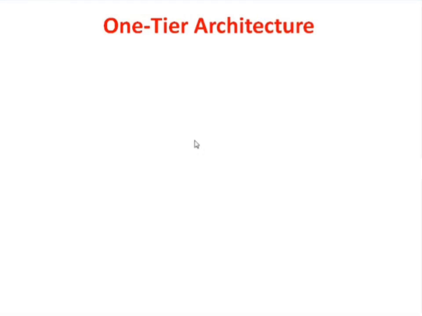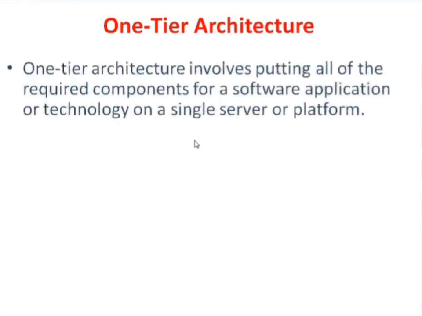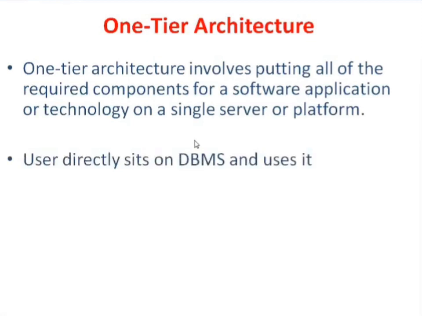And let us see regarding one-tier architecture. So in one-tier architecture, it involves putting all of the required components for a software application or technology on a single server or platform. So here, what happens is the user is directly sitting on the DBMS and uses it. Because when the database is created, by the time of its creation, there will be no users. So its functionality and its usages, everything has to be viewed by the same person who is designing the database management system or who is designing the database. That's why we say user directly sits on DBMS and uses it.